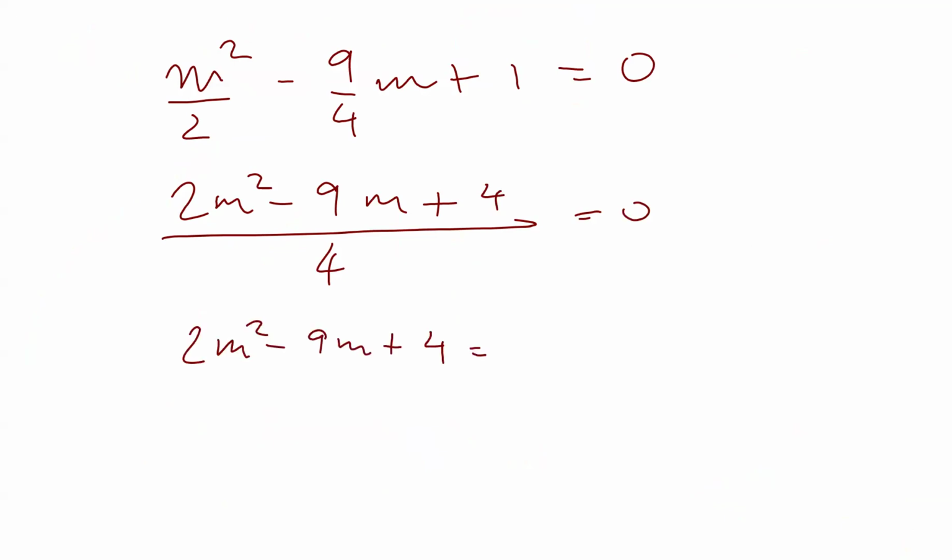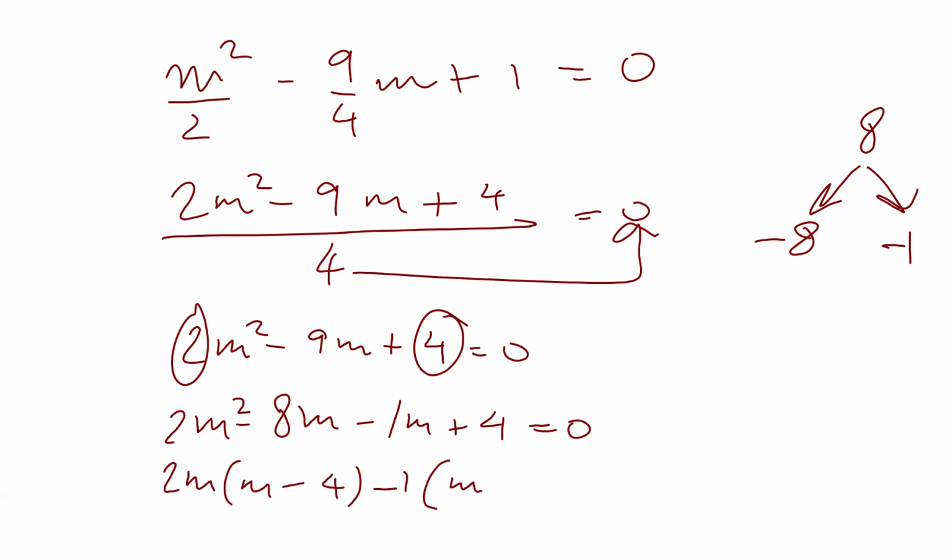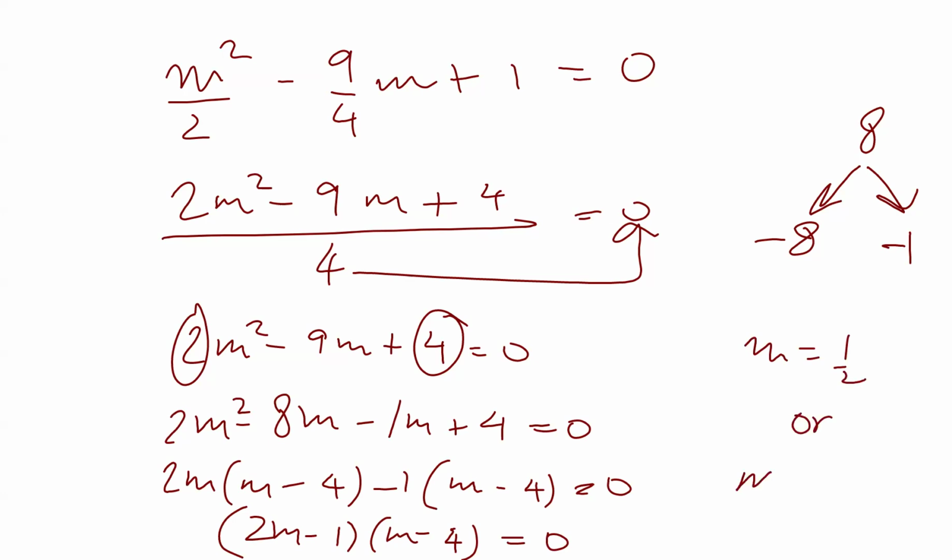So 2m square minus 9m plus 4 equal to 0. This 4 is cross multiplied over here. So 2 into this 4 is 8 and the middle term is 9. So 8 and 1, minus and minus. If any doubts are there, or if you're finding this factorization difficult, you can always opt for the formula method. Okay. So 2m minus 1, m minus 4 equal to 0. So m equal to half or m equal to 4.